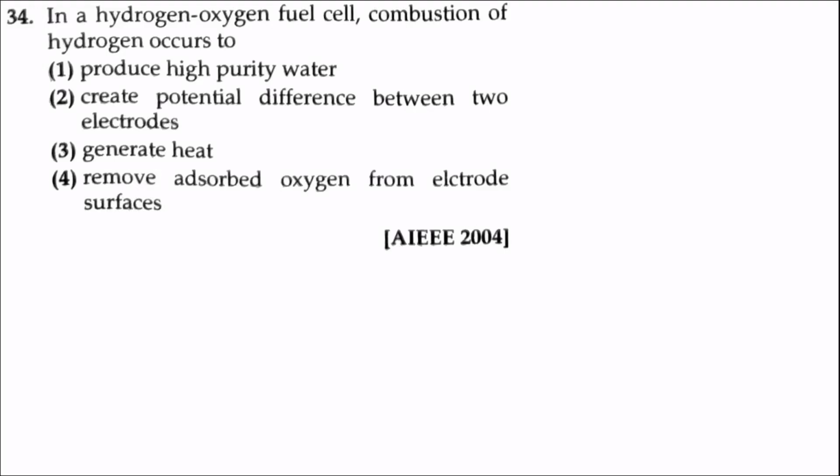In a hydrogen-oxygen fuel cell, combustion of hydrogen occurs to: first, produce high purity water; second, create potential difference between two electrodes; third, generate heat; fourth, remove adsorbed oxygen from electrode surfaces.